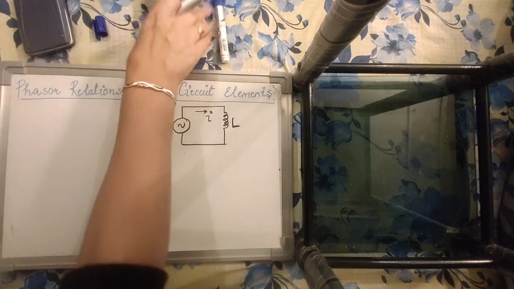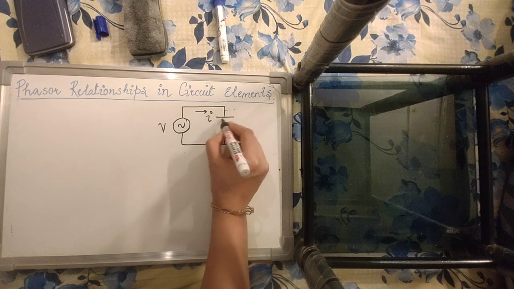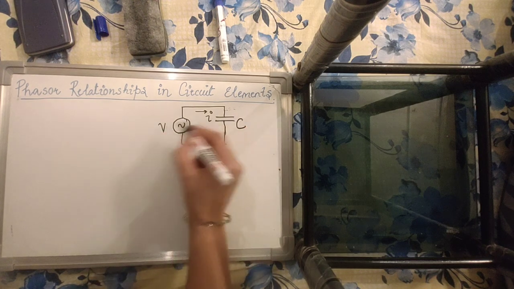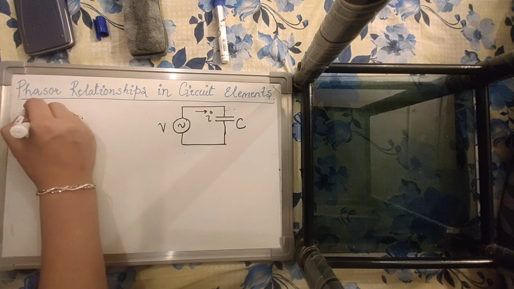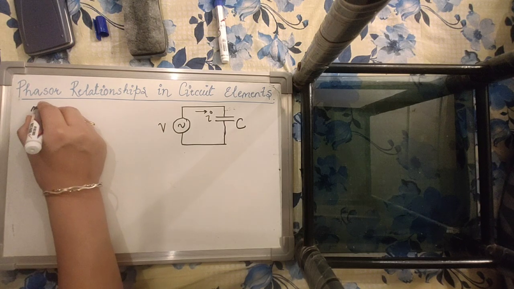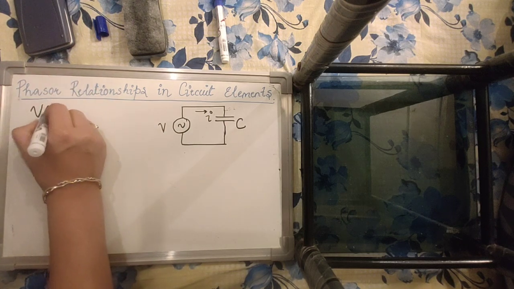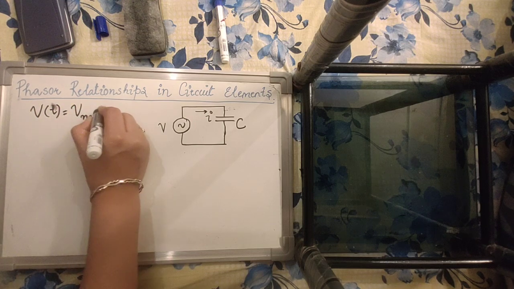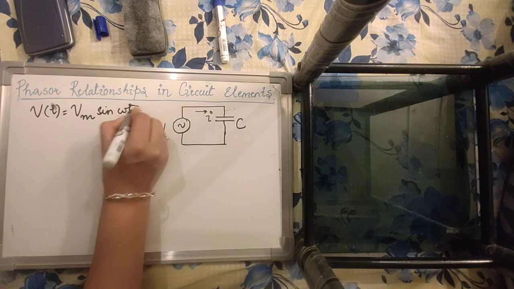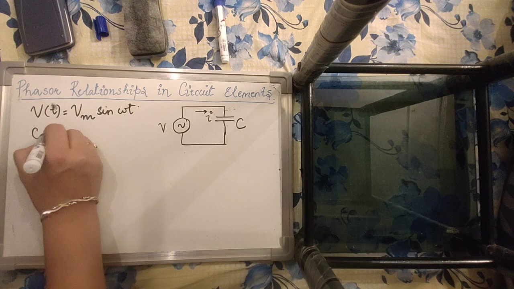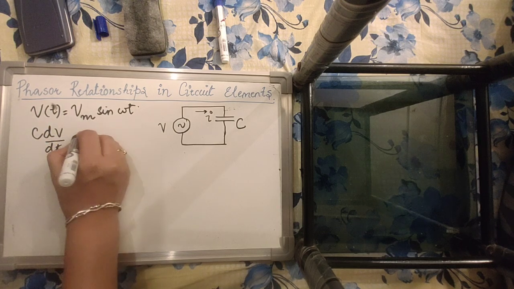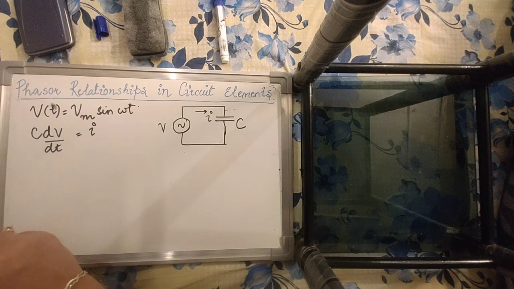So here we have a capacitance in an AC circuit excited by a sinusoidal voltage source, and we have to see the relationship between the voltage and current in the circuit. We know that the source is excited by a voltage v of t, which is equal to Vm sine omega t. And if we do the time domain analysis, we know that C dV by dt is equal to I in a capacitor. The capacitor follows this equation.